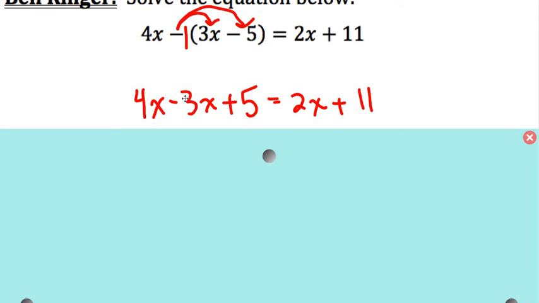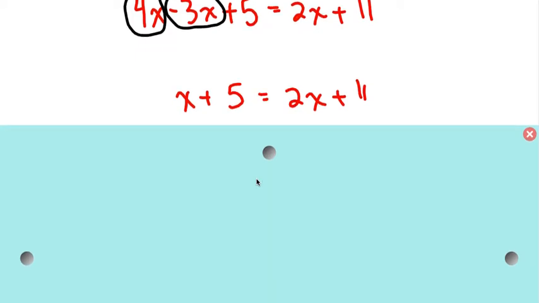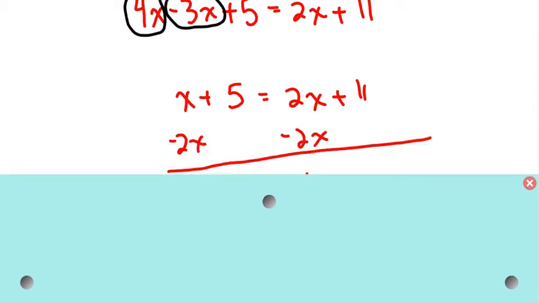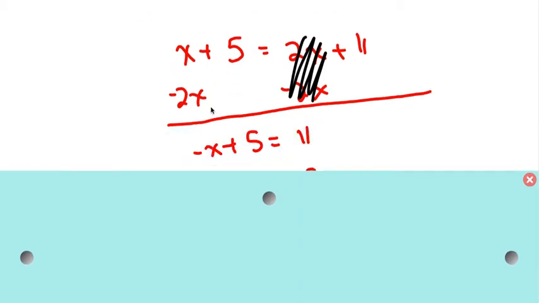Next, combine your like terms. So when I look at this here, I say, all right, well, I got a 4x and a -3x. 4 minus 3 is 1. So I have 1x plus 5, or just x plus 5. And the right-hand side, 2x plus 11. Then I will move the 2x over to the other side. This is a positive 2x, so I would do the opposite and subtract 2x. 2x minus 2x is 0, so those are gone. And the left-hand side, x minus 2x is -x. Bring down the +5 equals, bring down my 11.